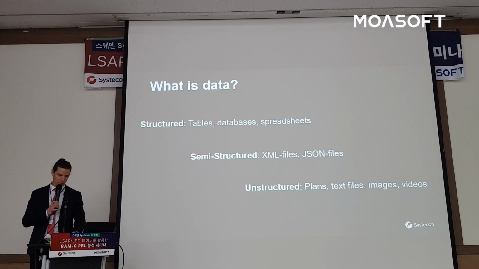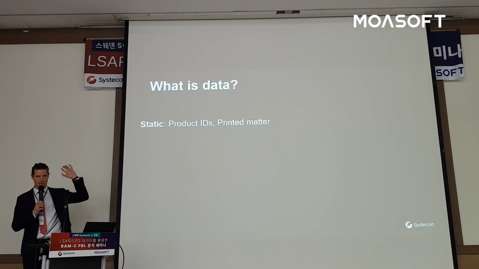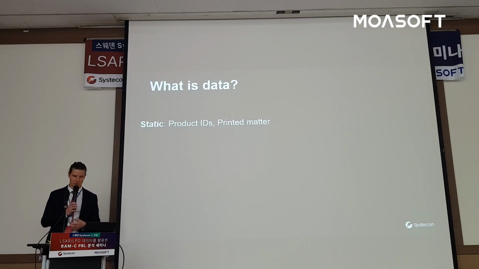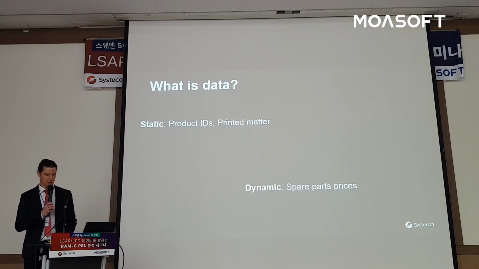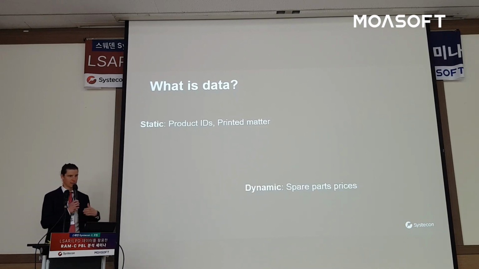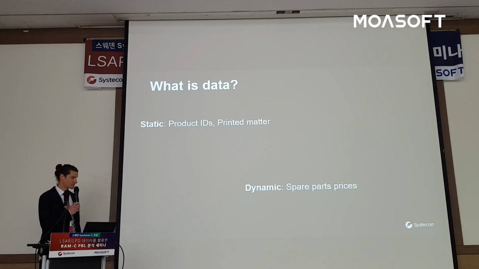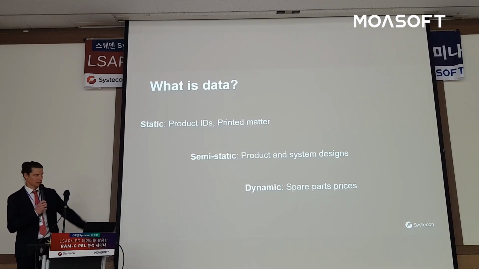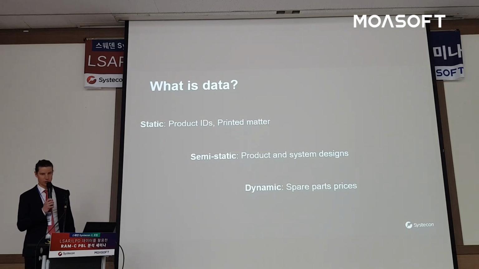Data can also be static, meaning that it's the same over time, it doesn't change. Things like product identifiers or part numbers, or stuff that is already printed and so on, are fixed over time. But data can also be dynamic, meaning that it changes over time, which typically creates challenges in our branch. Such as prices for spare parts, which might fluctuate for different reasons. And again, we can be somewhere in between as well. We can have semi-static data, such as a design description of a product or a system.